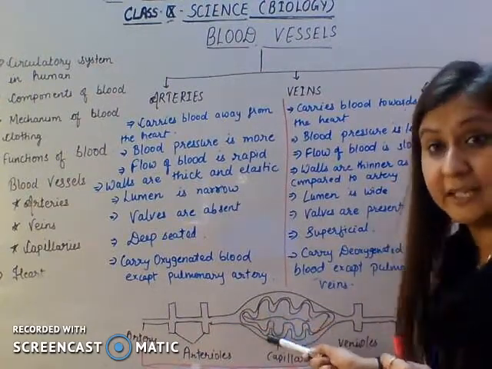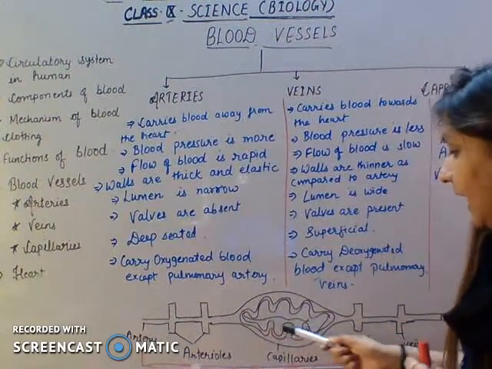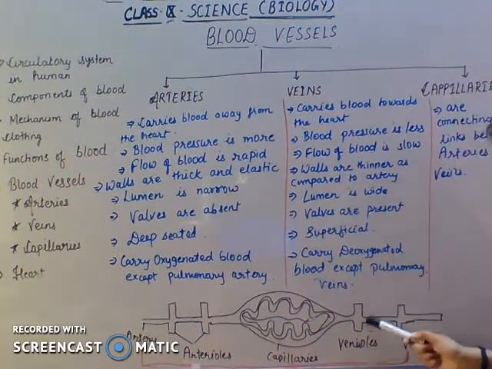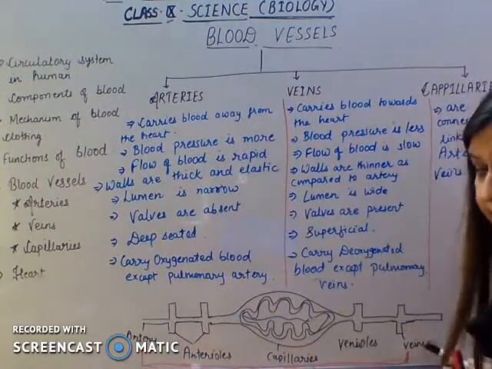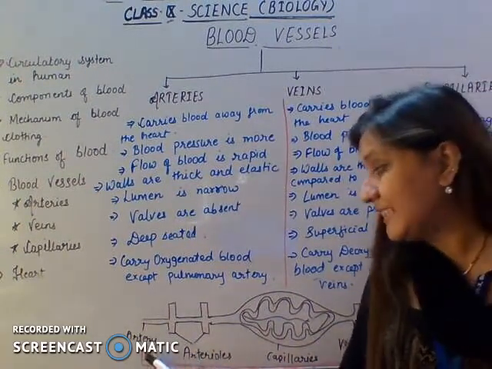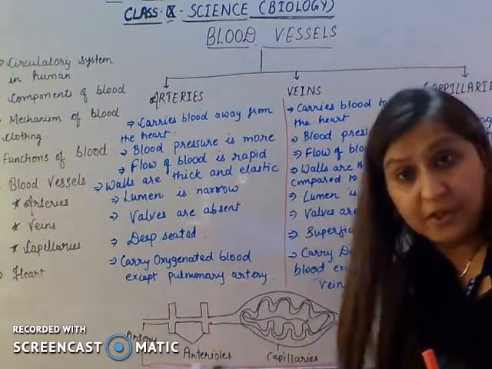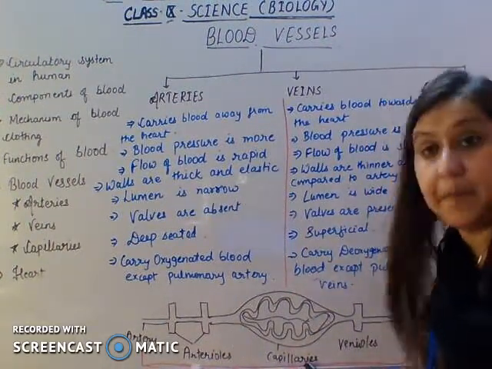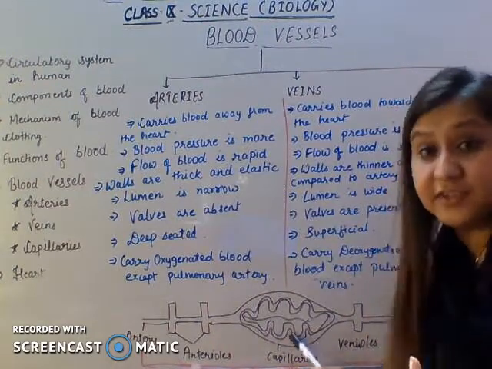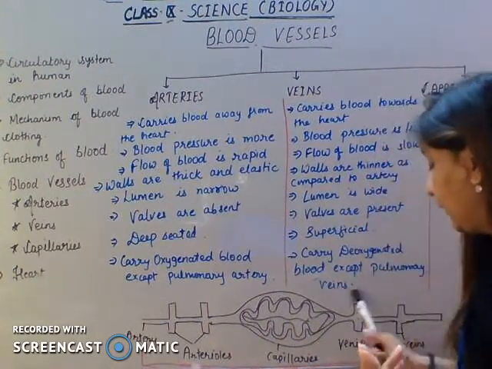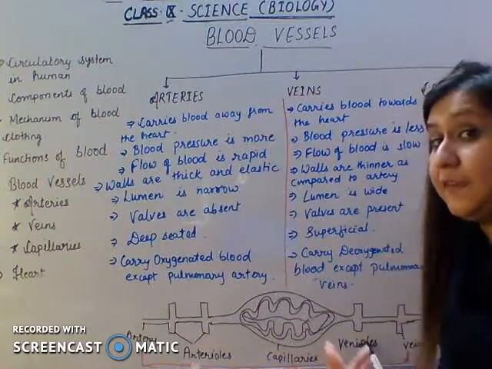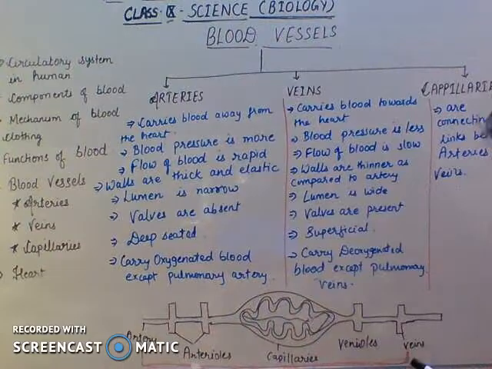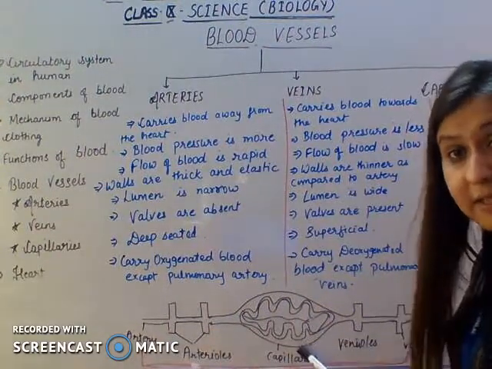Here the exchange of materials takes place in capillaries, and they reunite to form venules, and venules again reunite to form veins. I am again repeating. Arteries get branched to form arterioles, and arterioles get further branched to form capillaries. Here the exchange of material takes place, and they reunite to form venules, and venules again reunite to form veins. Here you see the arteries and veins are linked with the capillaries.